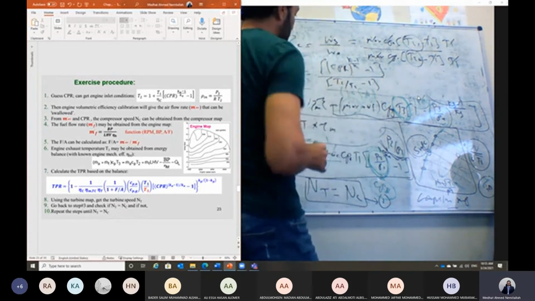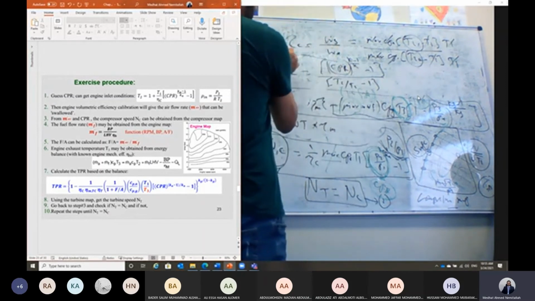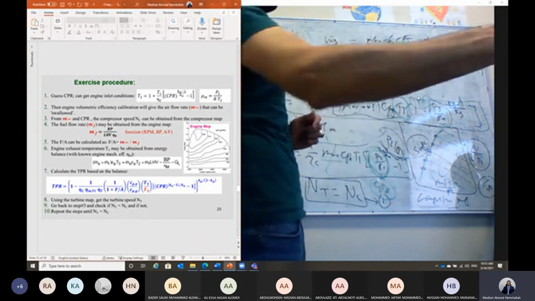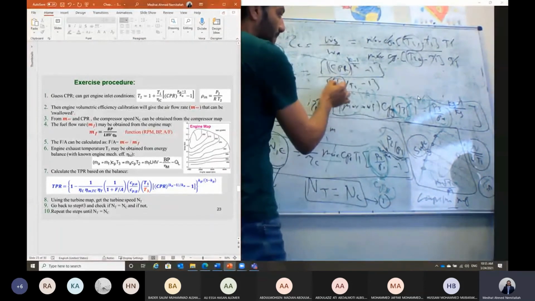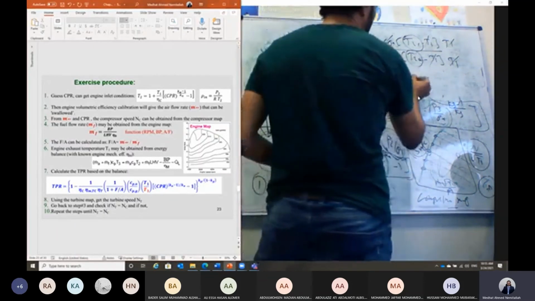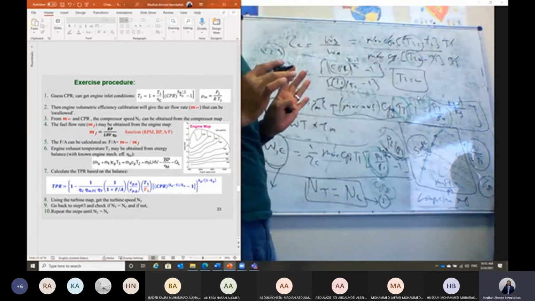So if I need to get the temperature, I have assumed this value. Let's say it is equal to 2.5 from the initial state. Then from this equation, Shabab, I can get what? I can get the temperature T2 in this case. Temperature T2, which is the temperature at the outlet of the compressor.